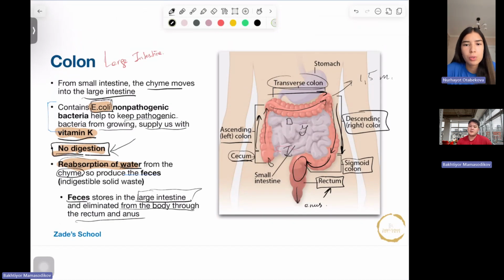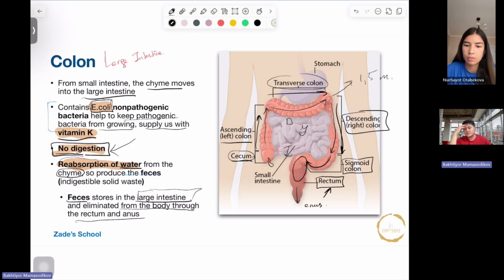So let's revise. What is the function of the appendix? The appendix is a rudimentary organ. It doesn't have any functions in our body, but some scientists now are proving that it has an immune function in our body. So it's like immunity. It gives immunity to our body. Okay, so not much function. If you remove it, you can live without it. If it stays, it's also okay.